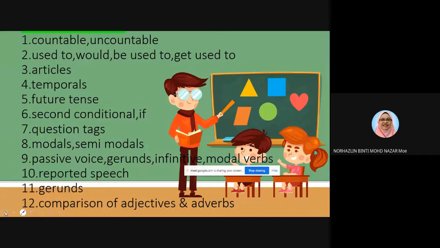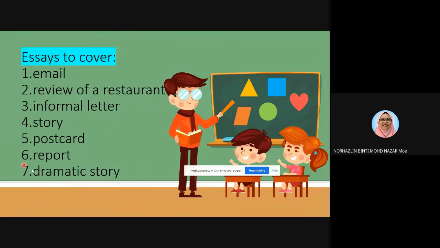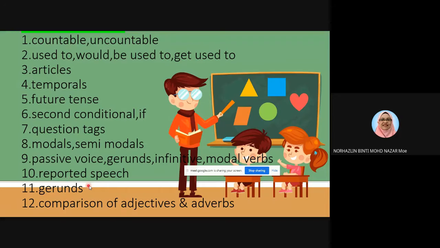in one of the essays, you have to write a report. So in order to write the report, you need to know how to use reported speech. There are rules to use reported speech. You are going to see this again in the Form 3 syllabus.